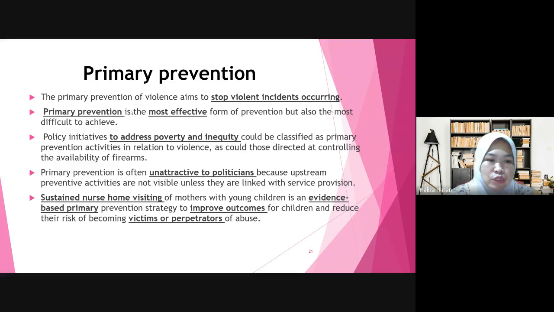Okay, and then policy initiatives to address poverty and inequity could be classified as primary prevention activities in relation to violence, as could those directed at controlling the availability of firearms. Because primary prevention relates to policy, policy initiatives to improve their quality of life, to improve their household income, or to get the same access. So this is quite difficult for us to implement.